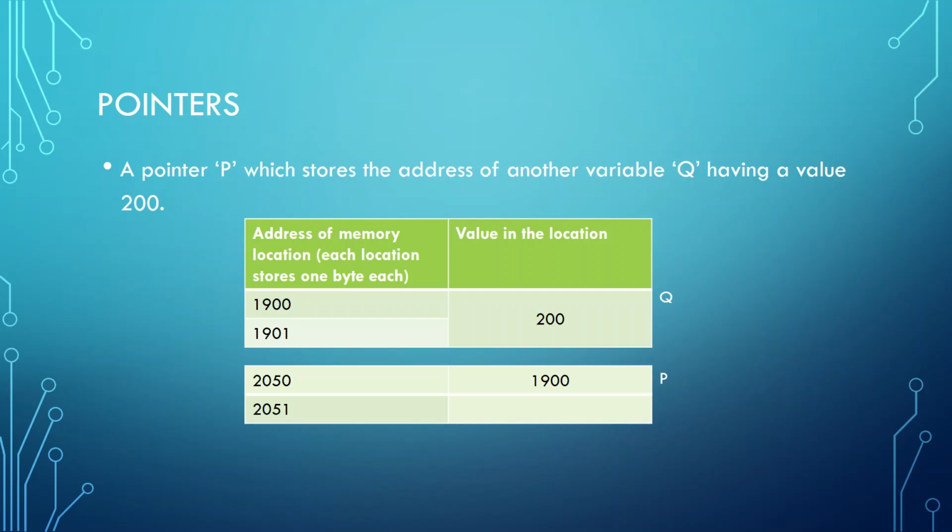And what will be the address assigned to q? It will be the starting address. So when a pointer p is storing the address of q, it will be storing the starting address of that particular variable. Here you can see this is q, this is the content of q, this is p, it is assigned at some other memory location and it is storing the address of q. This is how a pointer works.